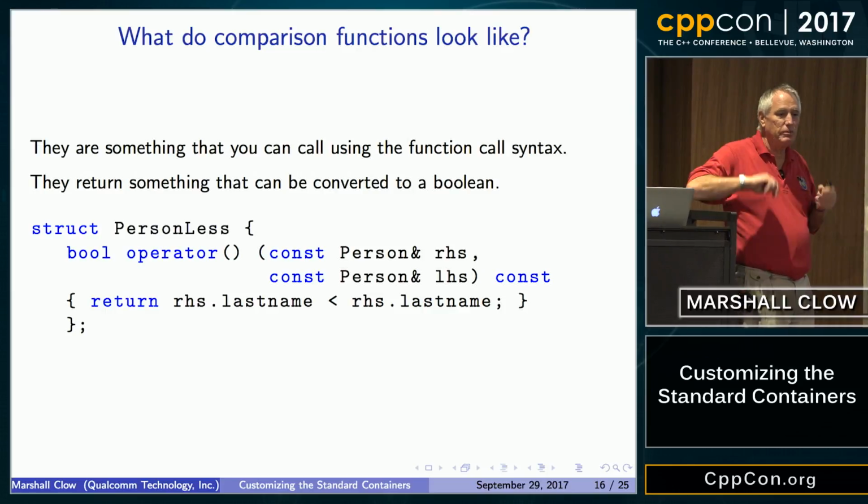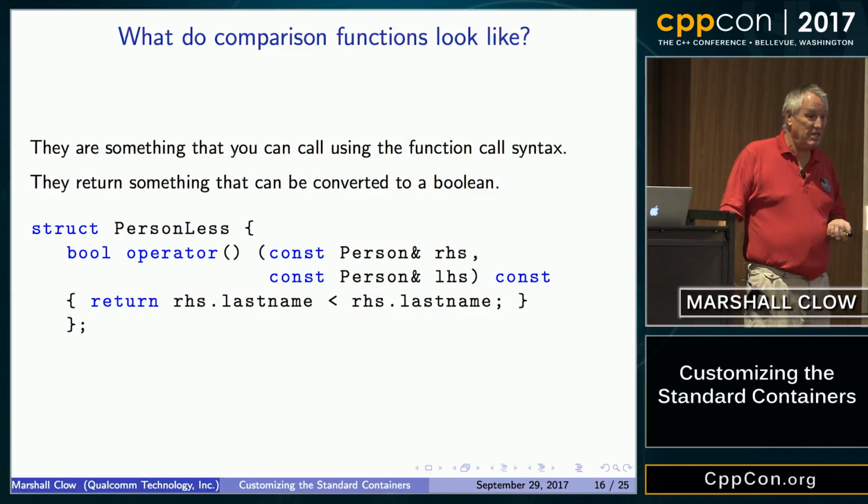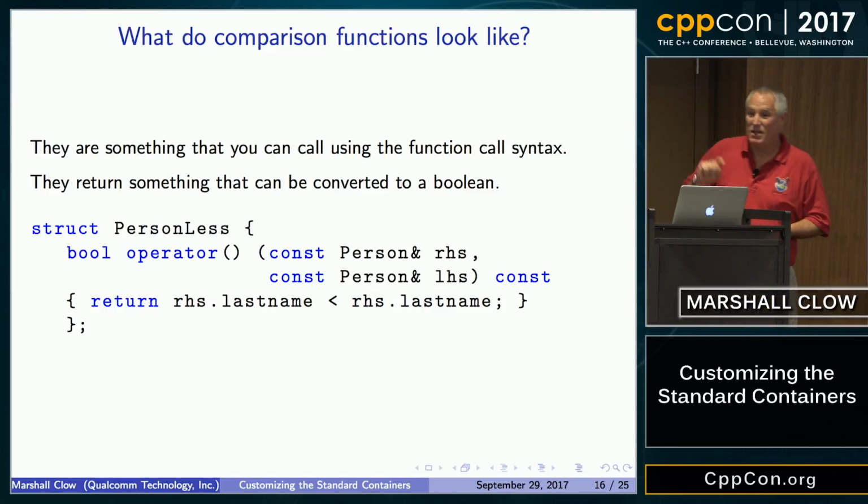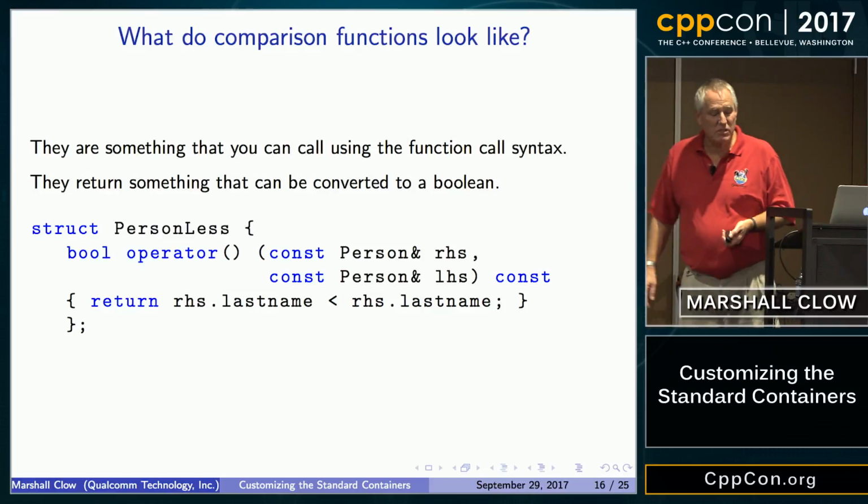libc++, tooting my own horn just a little bit, will static assert on this and give you a really nice error message. It says, no, your comparator has to be const.